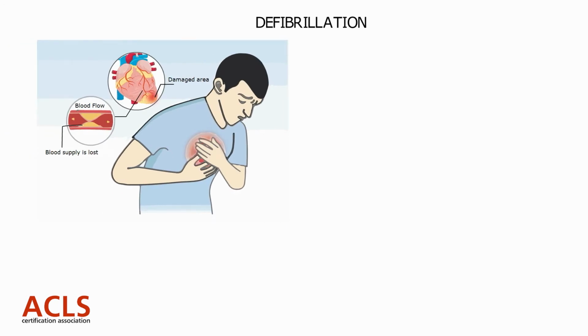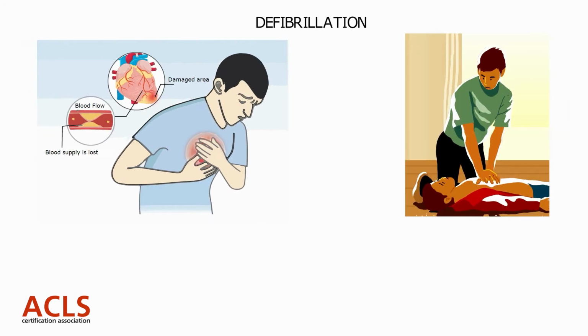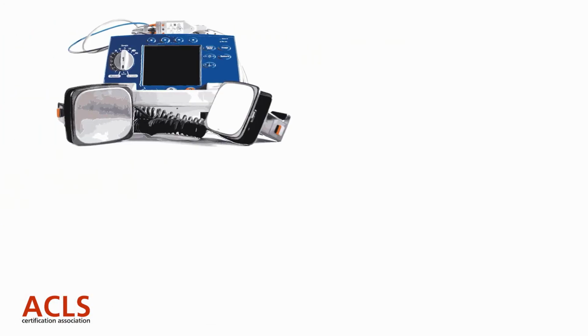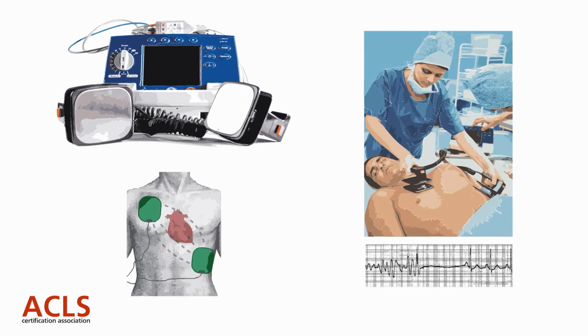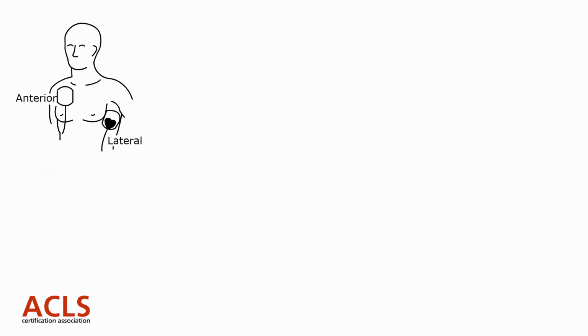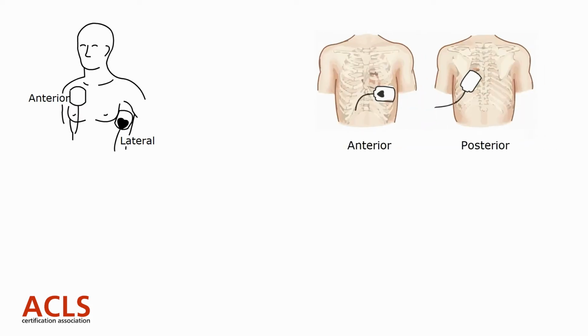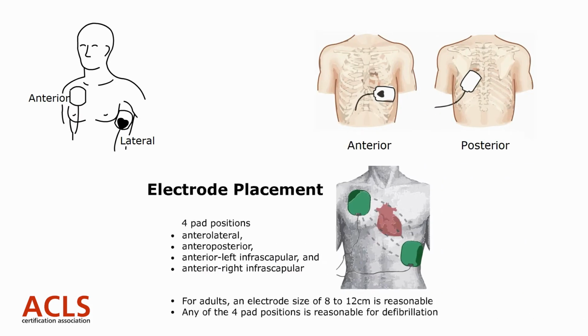Defibrillation. In most cases of cardiac arrest, the first provider immediately starts CPR with chest compressions, while the second provider retrieves the defibrillator, attaches its pads to the patient, and checks the rhythm. The pads are placed in direct contact with the skin at the anterior lateral aspects of the chest. Alternative positions include anterior-posterior, anterior left infrascapular, and anterior right infrascapular regions of the thorax.